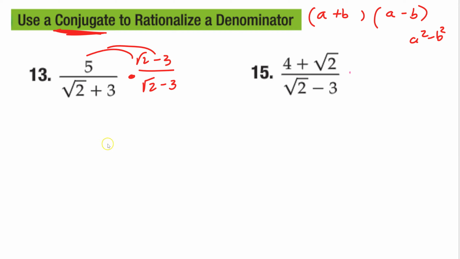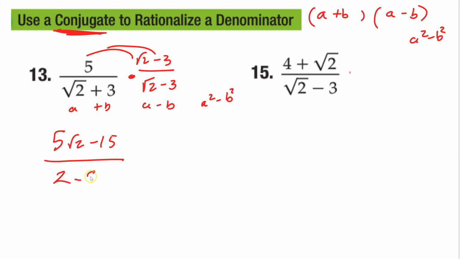On top, you just distribute. You get 5 rad 2 minus 15. On the bottom, you can actually go through the whole process. But again, if you're multiplying a plus b times a minus b, you're going to get a squared minus b squared. So if you want to save like 10, 20 seconds, you just go, okay, rad 2 squared is 2. And then minus 3 squared is 9. So I get 5 rad 2 minus 15 over negative 7. So again, if you want to save yourself like 10 seconds, you can do that. If not, you just multiply it out and they'll cancel out. You get this.